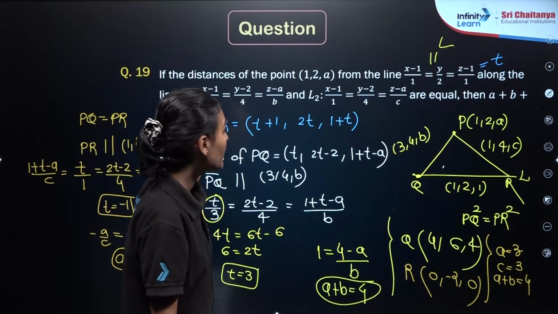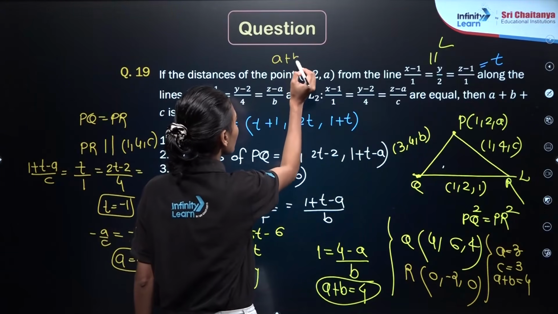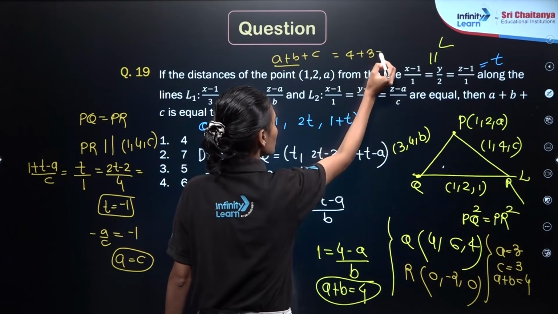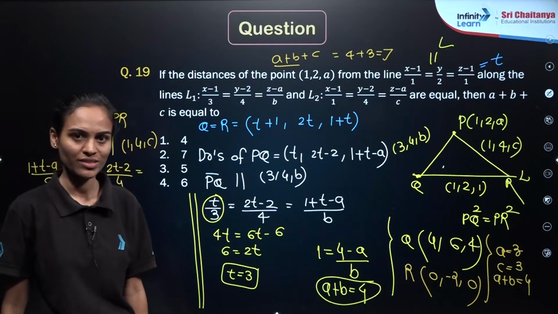So what will be A plus B plus C? A plus B plus C, we know A plus B is 4 and C is 3. So the answer will be 7. Okay, so in this way you can approach this question.